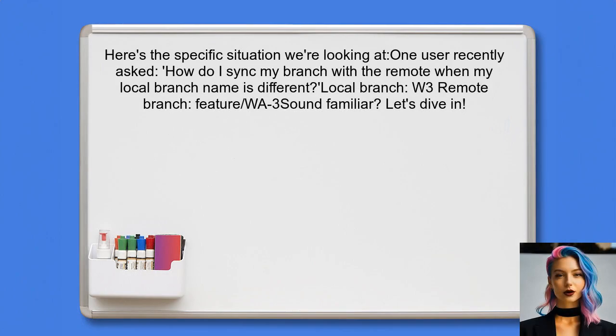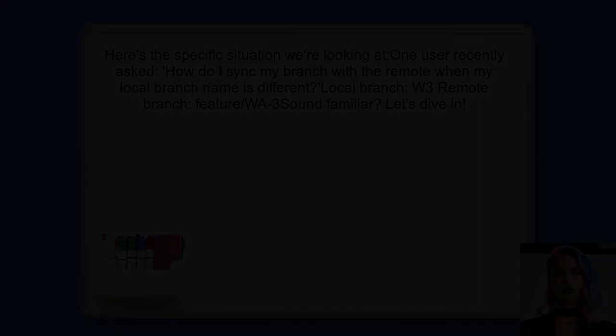Here's the specific situation we're looking at. One user recently asked, how do I sync my branch with the remote when my local branch name is different? They created a local branch named W3, while the remote branch is called feature/WA3. Sound familiar? Let's dive into this together.